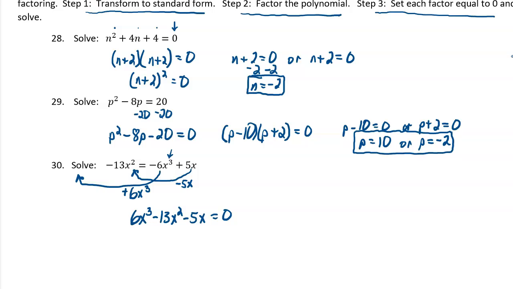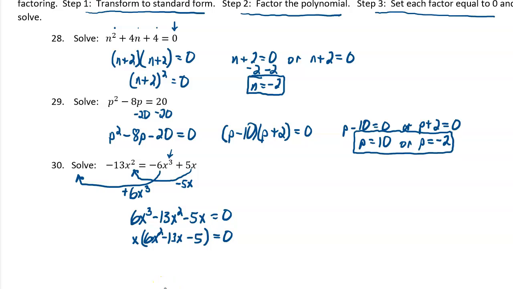Now step 2, factor the polynomial. There's no number that divides into 6, 13, and 5, but there is a variable that appears in all places. The GCF is x. X times 6x squared makes the 6x cubed. X times -13x makes the -13x squared. And x times -5 makes the -5x.